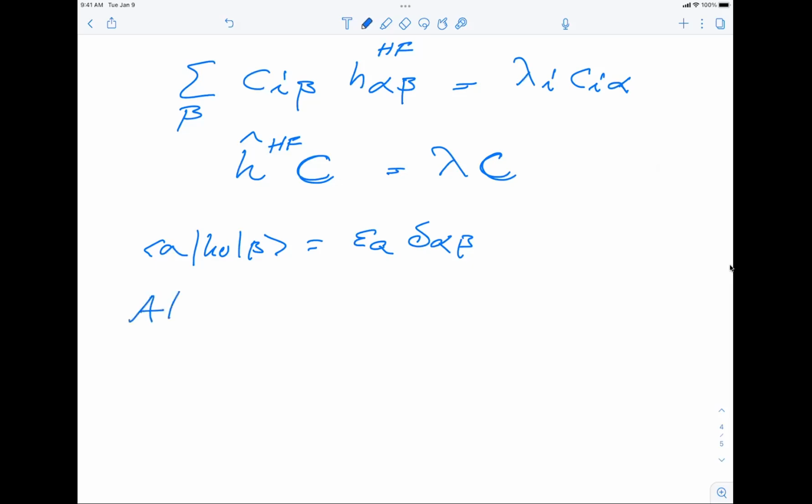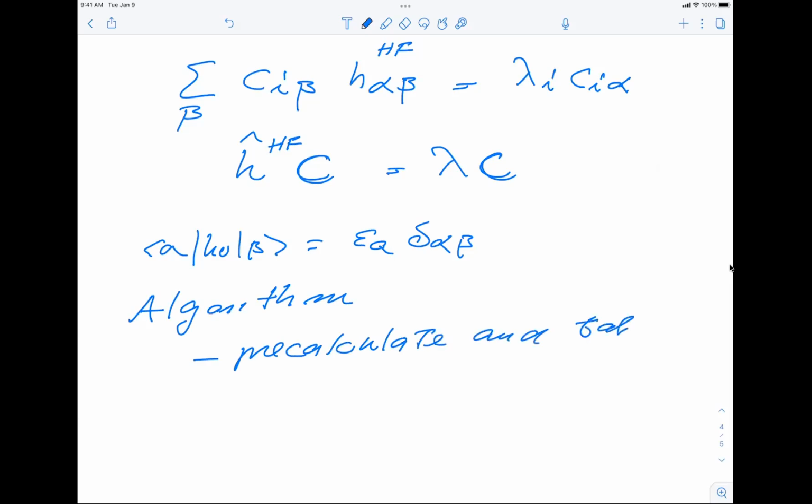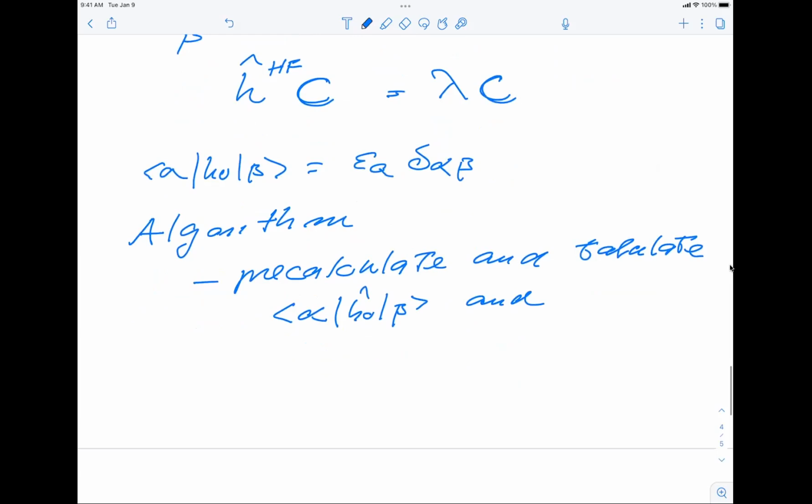So let's look at the algorithm here. We assume that we can pre-calculate these matrix elements, and they are tabulated. Pre-calculate and tabulate with a given basis the matrix elements alpha, H0 of beta, and alpha, beta, V of gamma delta, anti-symmetrized. So this is just a table you would look up.